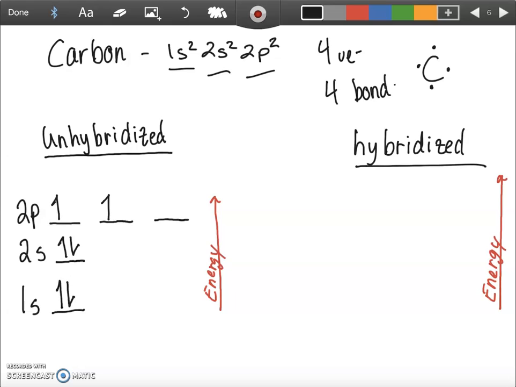So carbon can make 4 bonds. This is a little bit of a discrepancy. With what we see here, carbon can make 4 bonds because there are 4 unpaired electrons. However, in this orbital diagram, there are only 2 unpaired electrons. So, how do we account for this discrepancy?